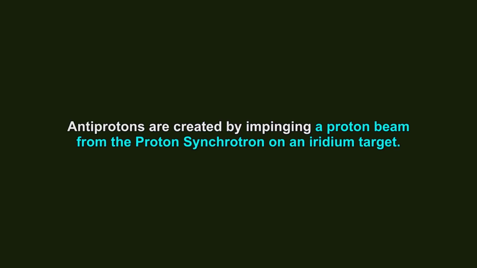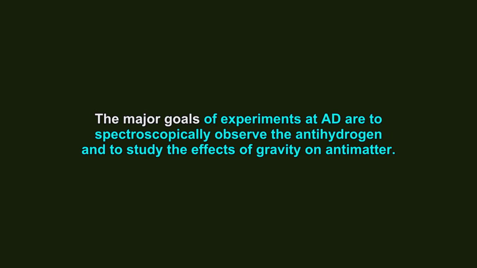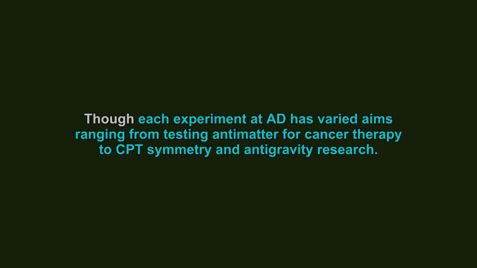Antiprotons are created by impinging a proton beam from the Proton Synchrotron on an iridium target. The AD decelerates the resultant antiprotons to an energy of 5.3 MeV, which are then ejected to one of several connected experiments. The major goals of experiments at AD are to spectroscopically observe antihydrogen and to study the effects of gravity on antimatter. Though each experiment at AD has varied aims, ranging from testing antimatter for cancer therapy to CPT symmetry and anti-gravity research.